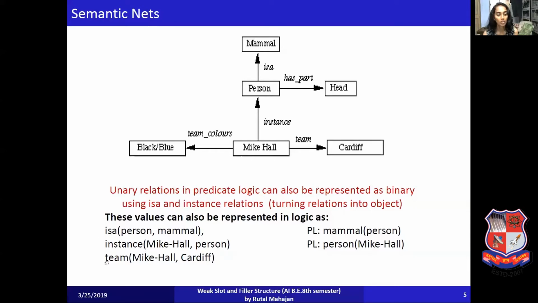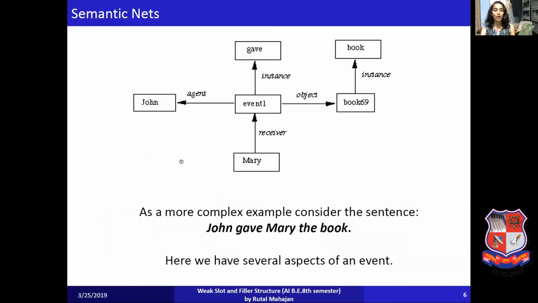Mycal is on team Cardiff, meaning Mycal belongs to team Cardiff, so they are related with team. This is how we can represent this concept in a semantic net. Another sentence we will see: John gave Mary the book. This is a kind of complex sentence.